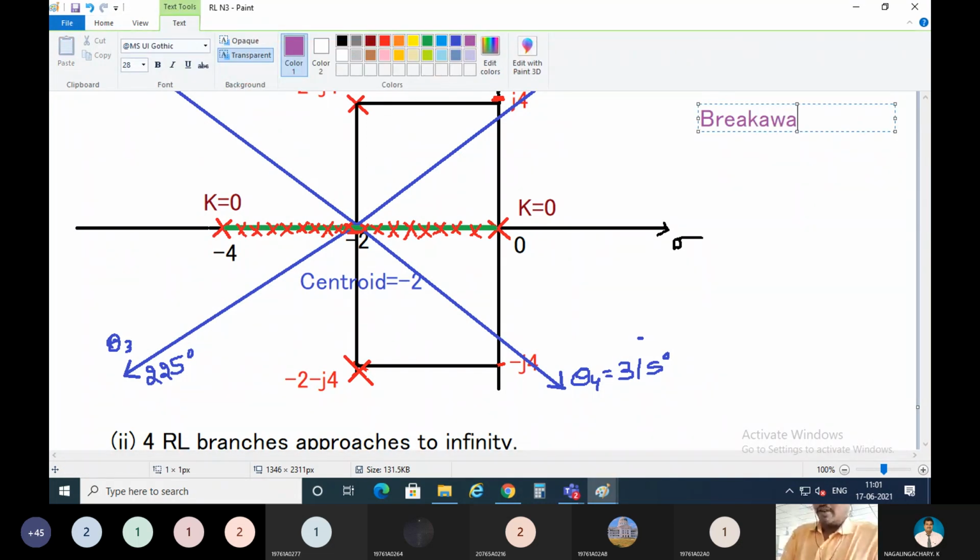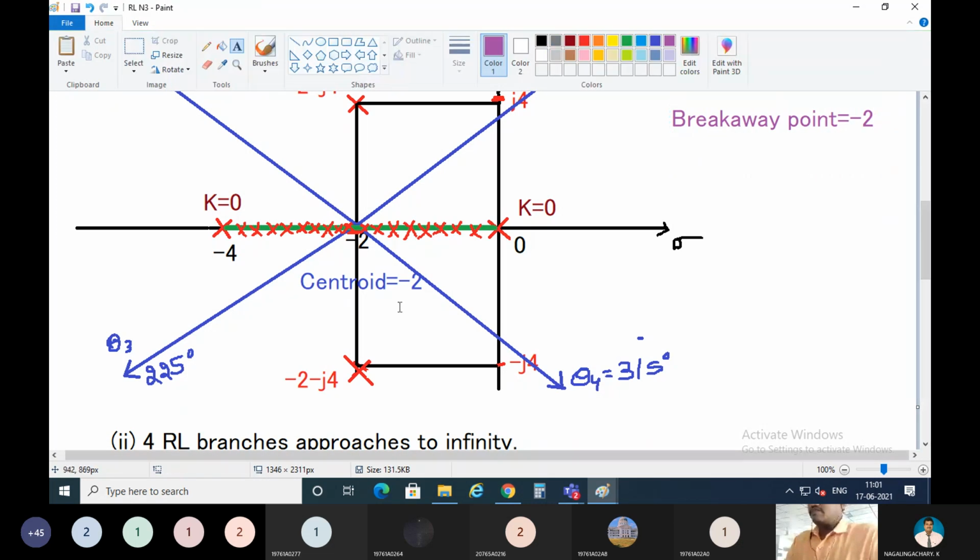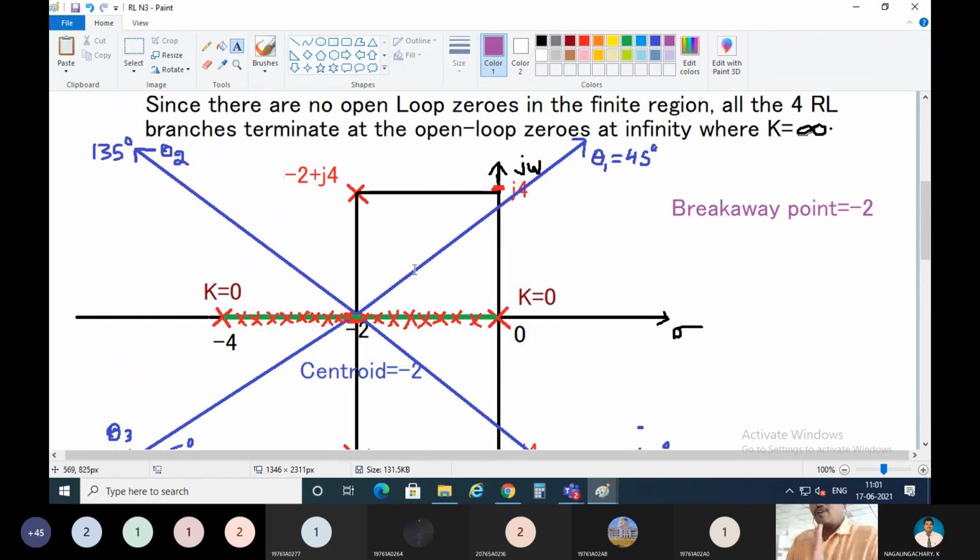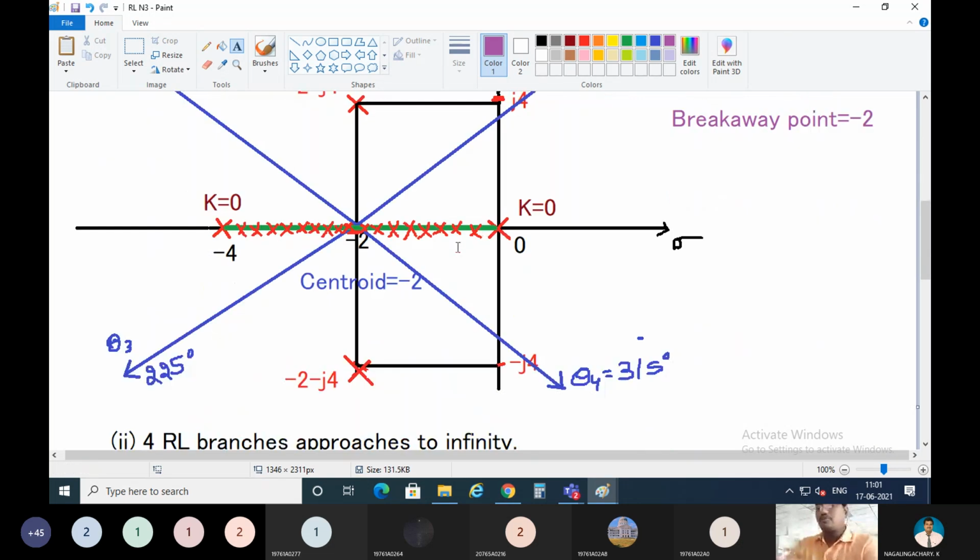So one breakaway point is equal to -2. At -2, two branches break away. The remaining two branches start at the complex poles, and they are going to move like this.